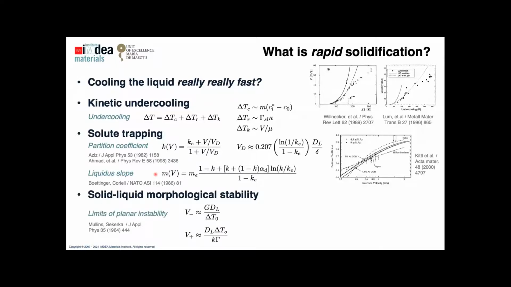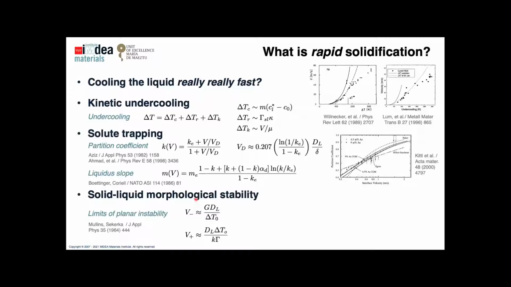And then the last one would be solid liquid morphological stability. And when I say stability, I mean the stabilization of a planar front. So you know that when you're at low velocity, you have a plane, right? Planar solid liquid interface, or spherical if you're in a globular or spherical coordinate if you're a modeler.